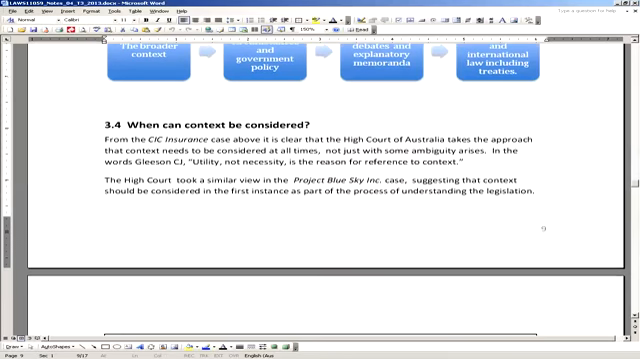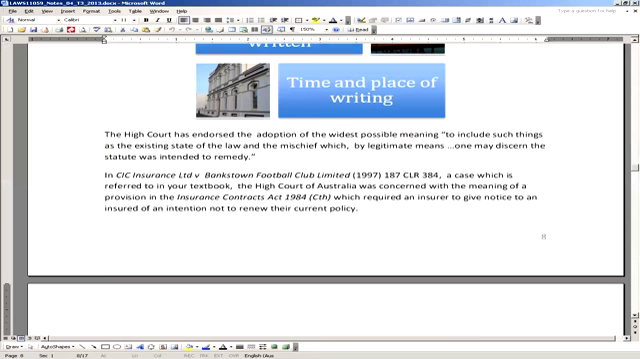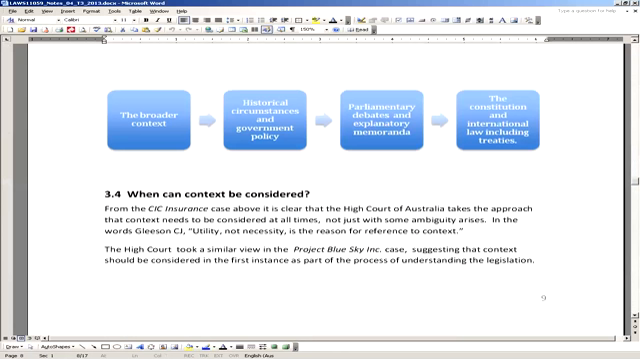So when can context be considered? From that CIC Insurance case, you can see that the High Court takes the approach that context needs to be considered at all times. Obviously, for the High Court to say that when they did, which was 1997, I think that's a real reflection also of the change which occurred in that court in the way they were dealing with things. That's before the internet really took hold of everyone, but they had the ability at that time to do that type of analysis, of course.